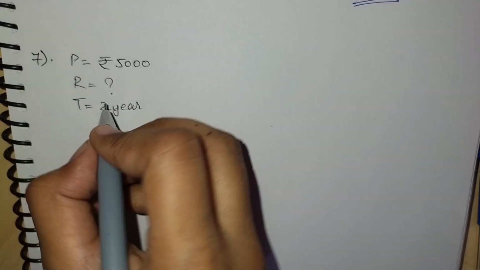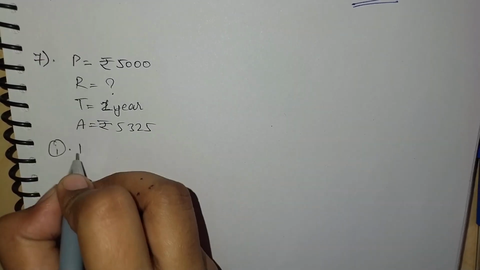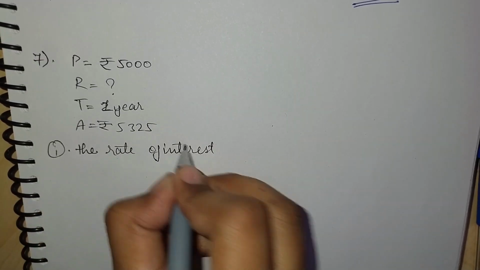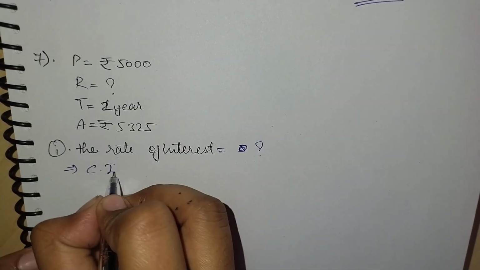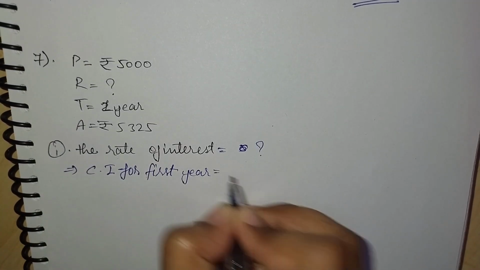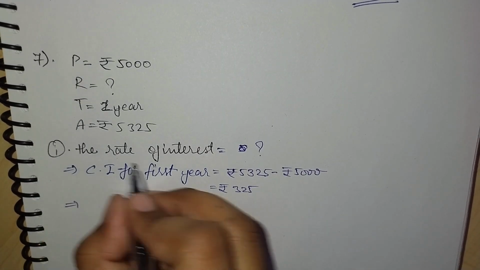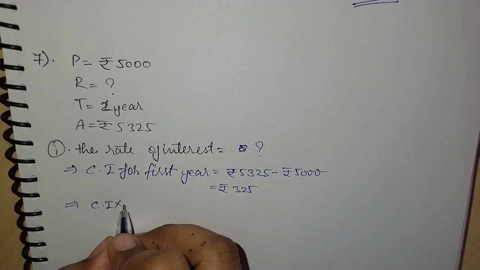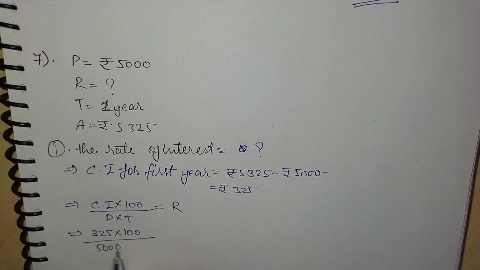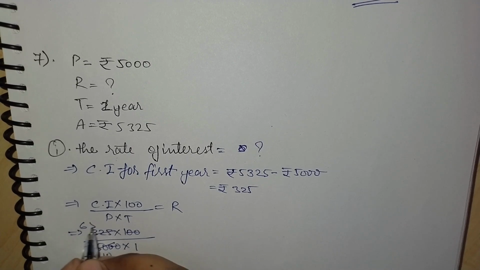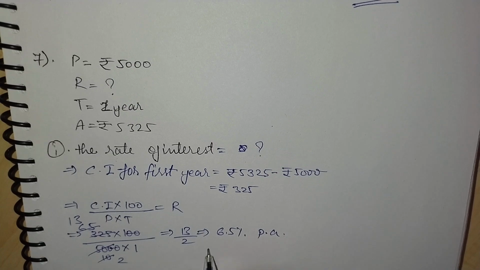Now the seventh question is, Mr. Lalit invested rupees 5,000 at a certain rate of interest compounded annually for 2 years. At the end of first year, it amounts to rupees 5,325. Calculate the rate of interest. So the compound interest for first year here is rupees 5,325 minus rupees 5,000 equal to rupees 325. We will find this by the same formula which we applied in the previous question, and we will get here rate is equal to 6.5% per annum.